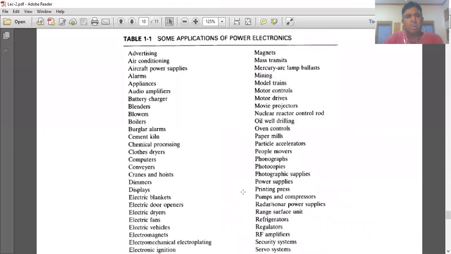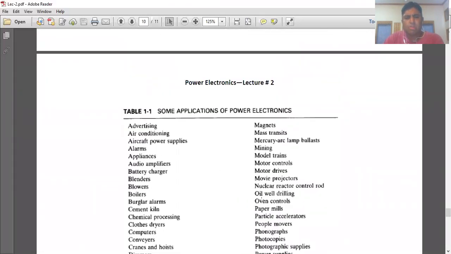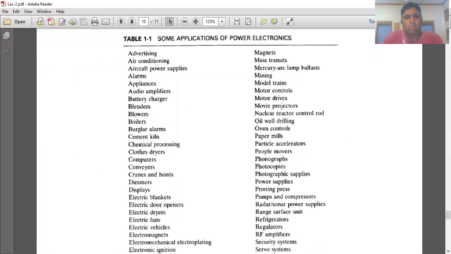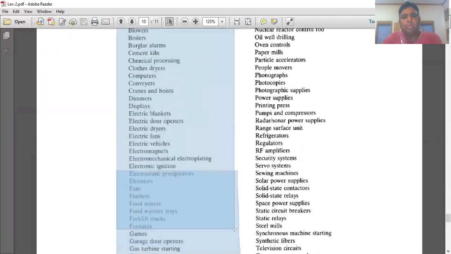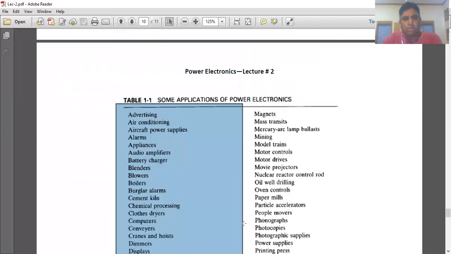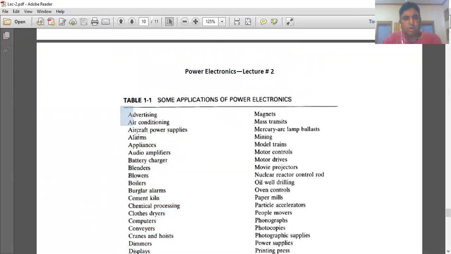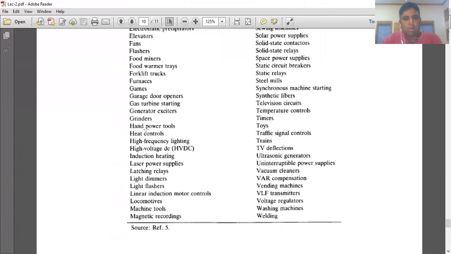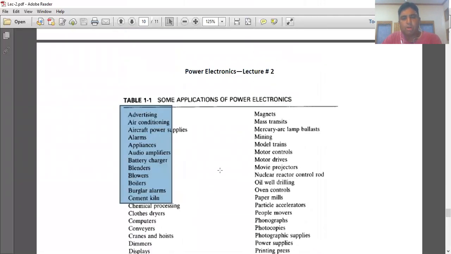Next table is basically a table of some applications of power electronics. You can see these are the various application fields of power electronics. One thing you can notice is that he has written all the applications in alphabetic order. A, B, and C, and all the applications are in alphabetic order.